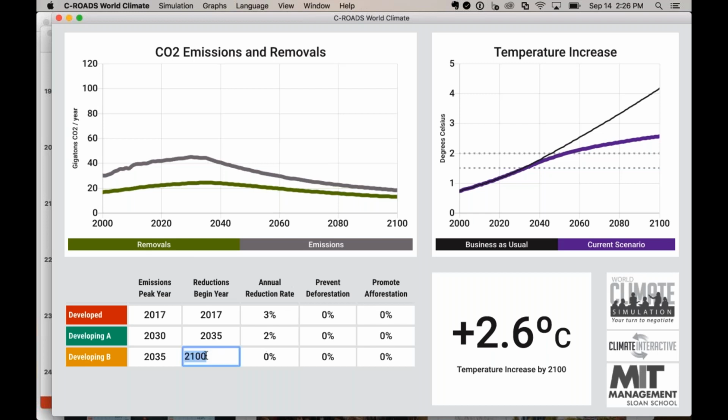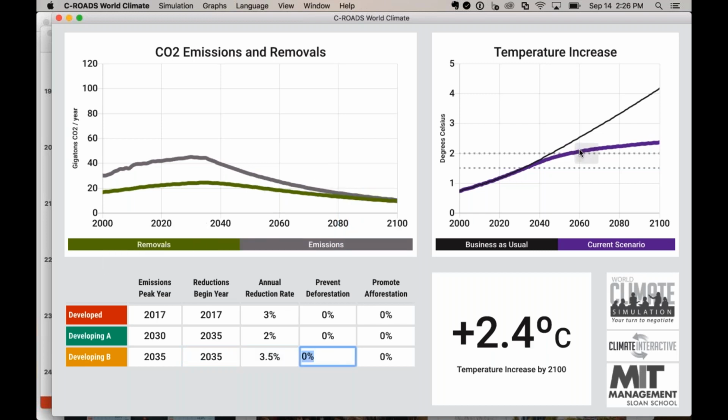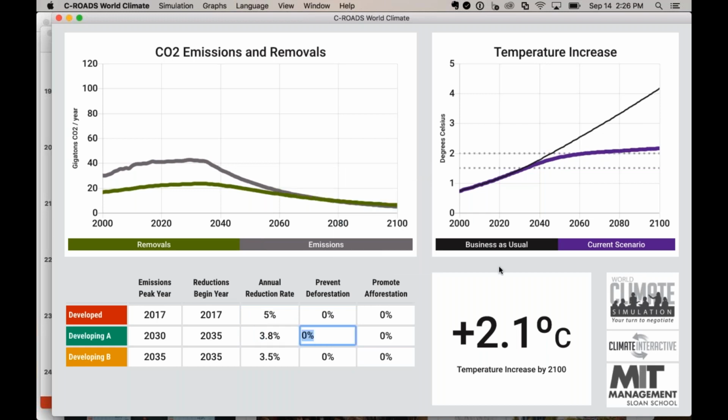If, say, we make a scenario, I'll make a scenario really quick, that gets us to that level at which emissions equal removals, you'll see that the temperature begins to level off. Like, let's see, what if developed countries begin to make serious reductions of their emissions, and these rapidly emerging countries move a little faster. And you can see here, we're now down to 2.1 degrees.